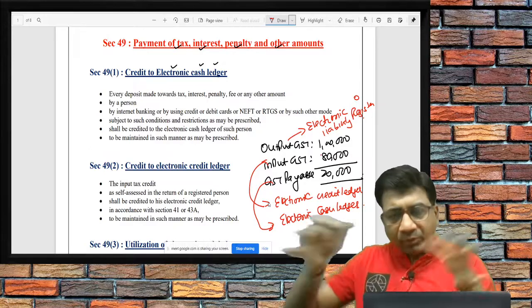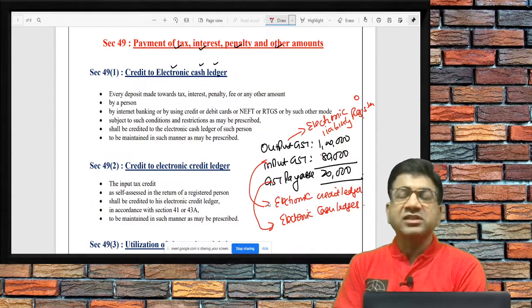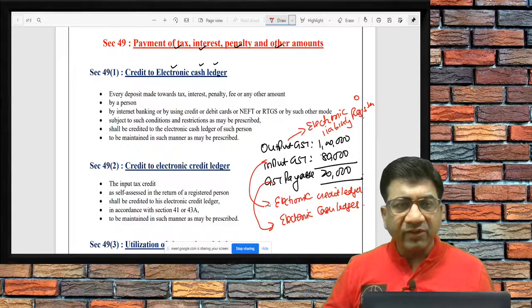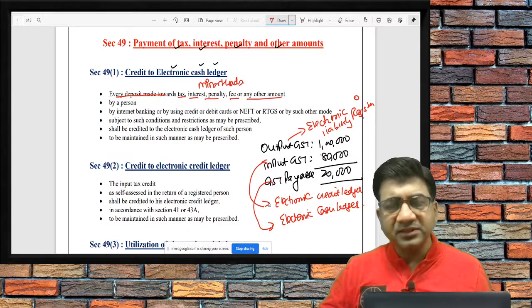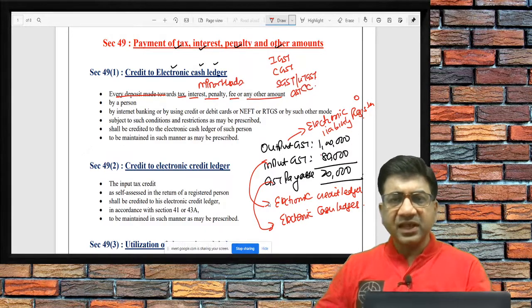Now, how will you deposit money in the electronic cash ledger? For example, 20,000 in this case. Every deposit is made towards tax, interest, penalty, fees, any other amount. These are minor heads. The major heads will be like this: IGST, CGST, SGST/UTGST, and GST compensation cess.